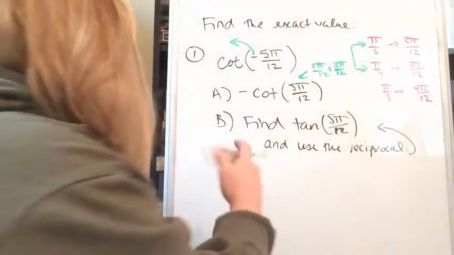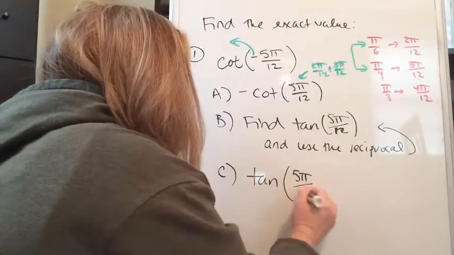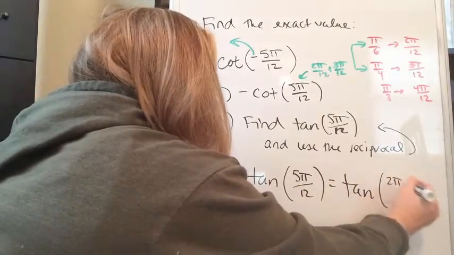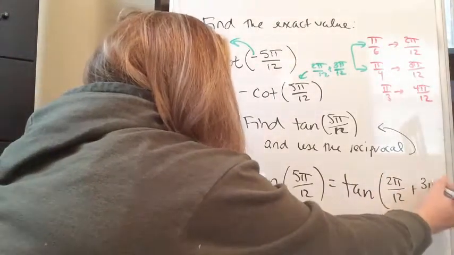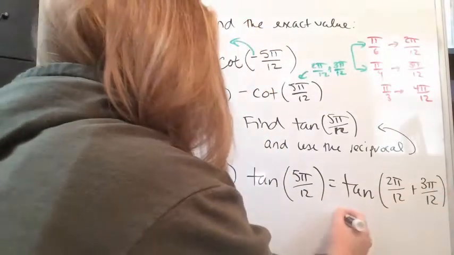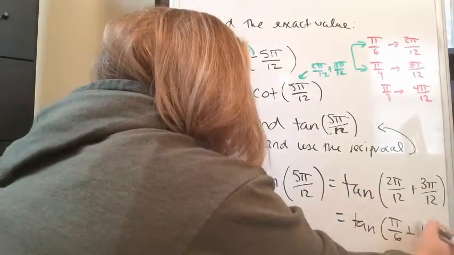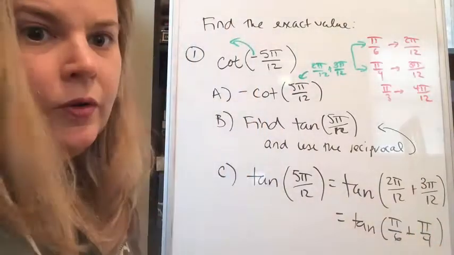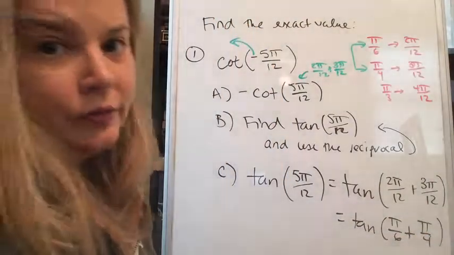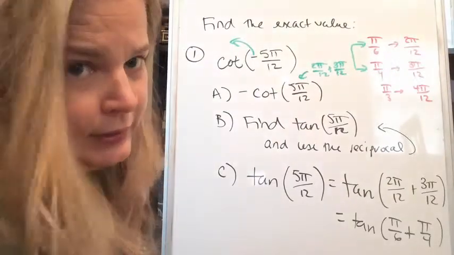So how would I use the formula? So let's talk about tangent of 5 pi over 12, which is the same as tangent of 2 pi over 12 plus 3 pi over 12, which we know is tangent of pi over 6 plus pi over 4. Okay, so let's first find tangent of pi over 6 plus pi over 4, and let's erase the board.